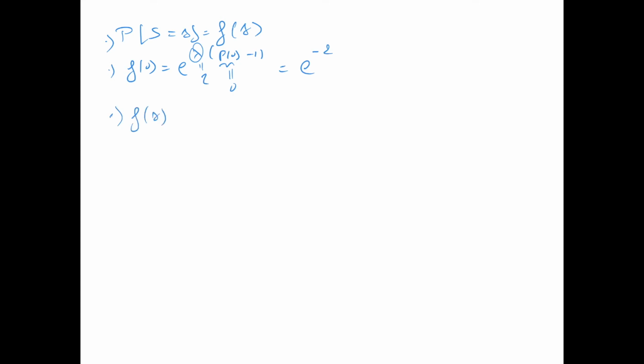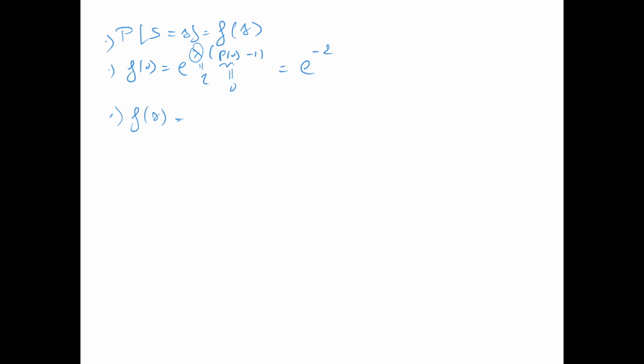We have that the probability function of the random variable S is denoted by the function f. And using the results of example 3.5.2, we have that f in 0, so the probability that your total claim amount S is equal to 0, is equal to e to the power lambda (p0 minus 1). In our situation, lambda is equal to 2 and p0 is equal to 0, so you find here e to the power minus 2.